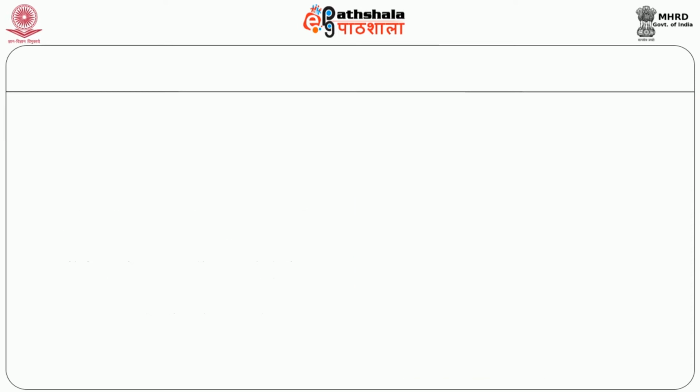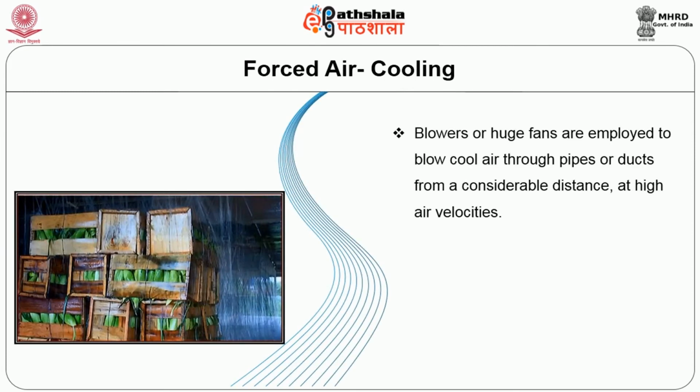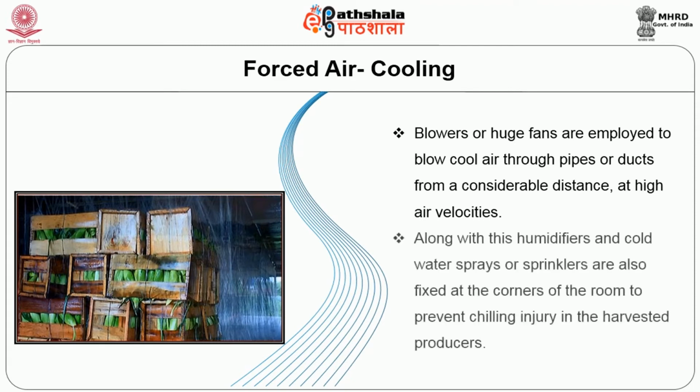The next method being the forced air cooling, where the blowers or huge fans are employed to blow cool air through pipes or ducts from a considerable distance at high air velocities. Along with this, humidifiers and cold water sprays or sprinklers are also fixed at the corner of the room to prevent chilling injury in the harvested produces.